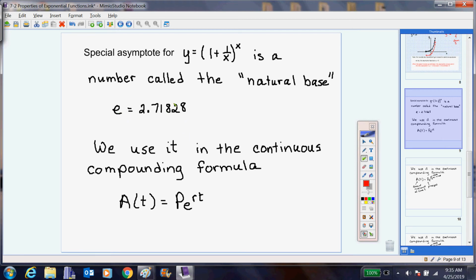But a man named Leonard Euler, E-U-L-E-R, actually developed this and a lot of the symbols that you see in algebra. And so E kind of stands for Euler, but it's also the natural base, and it's important in this formula.